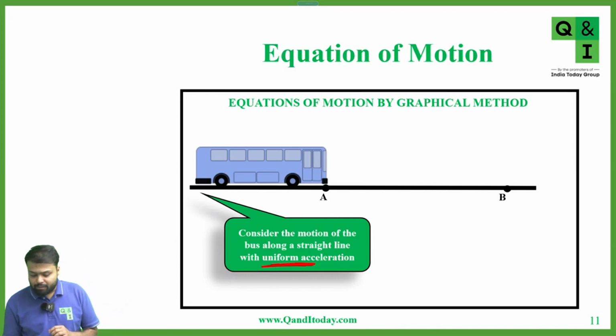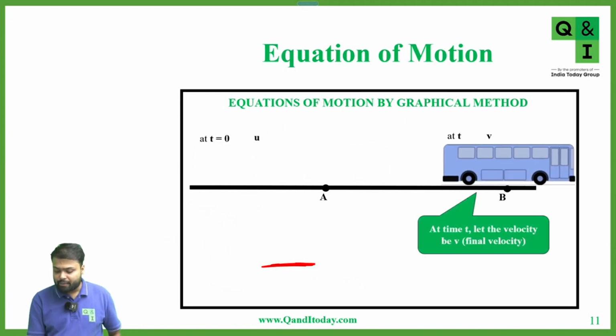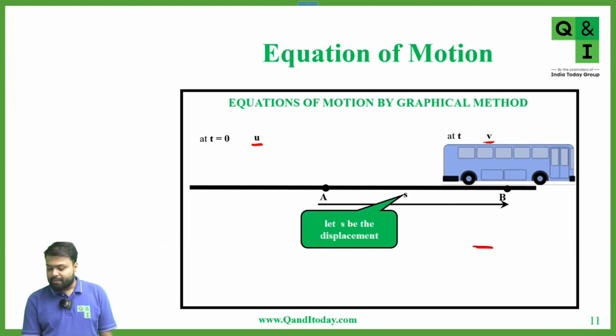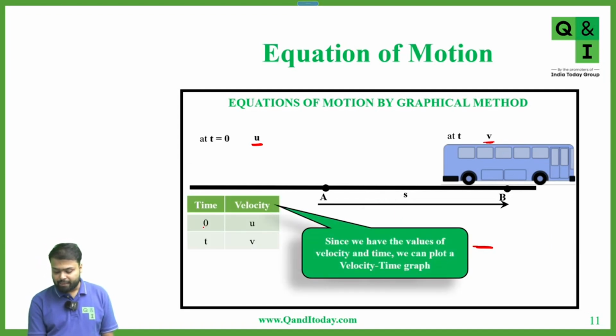Okay, now the bus is starting along a straight line with uniform acceleration. So let's say initially the speed of the bus is u. Finally, at time t, the velocity is v, which is the final velocity. Now let's say from A to B, the displacement of the body is s. So initially at t equals 0, velocity is u, and after time t, velocity is v.